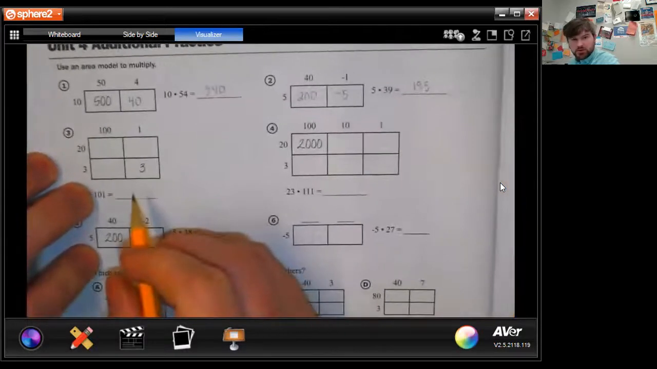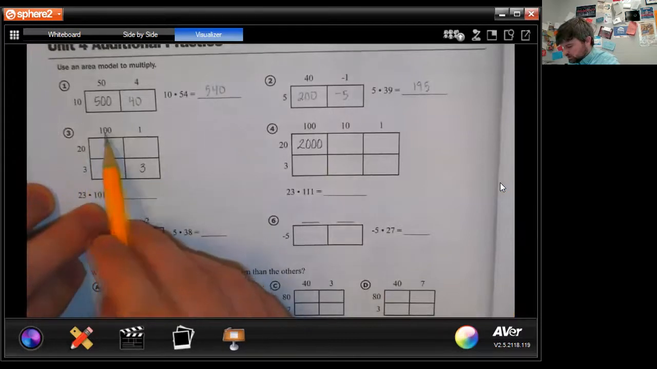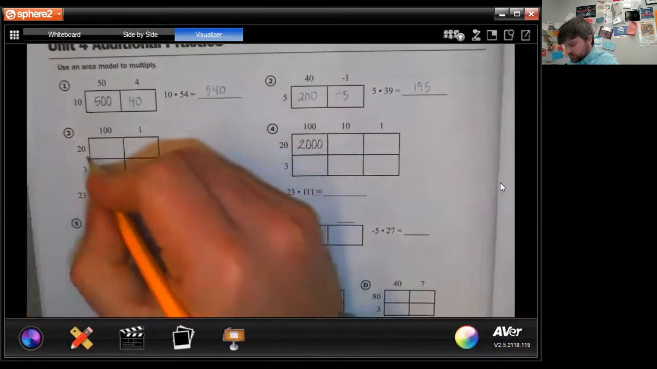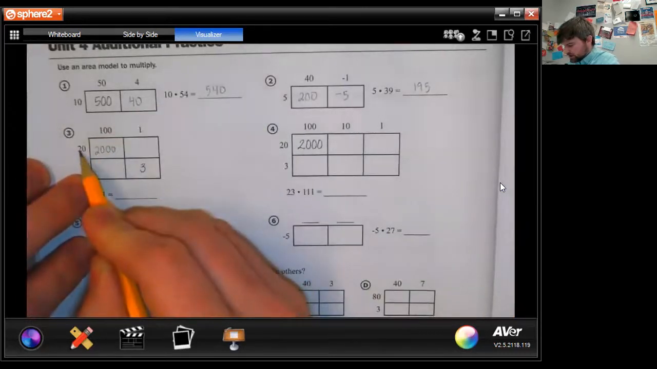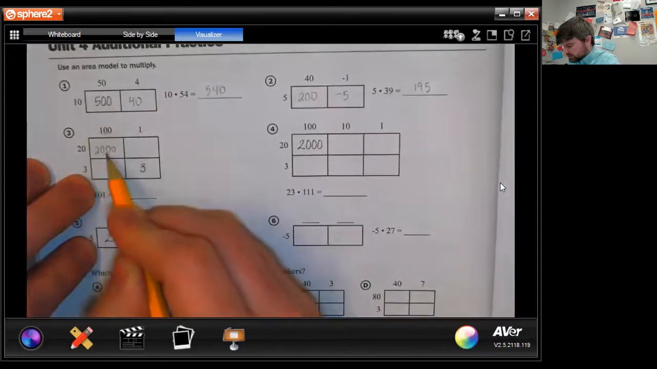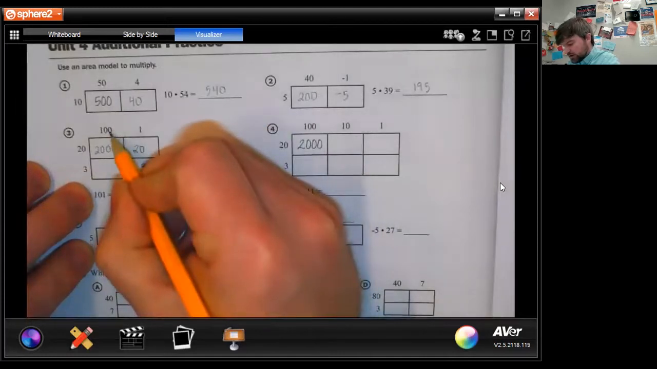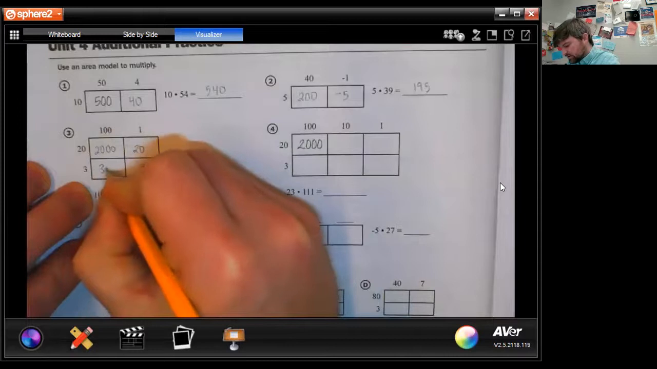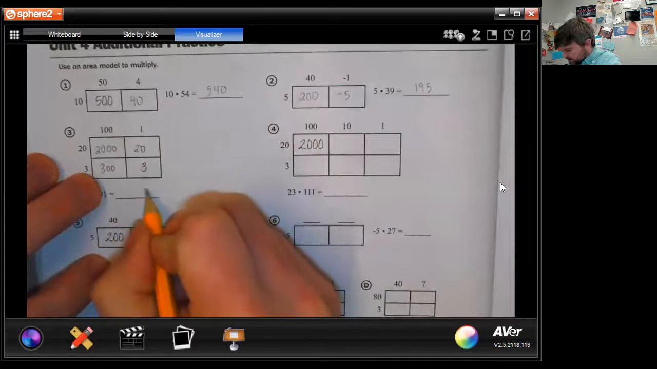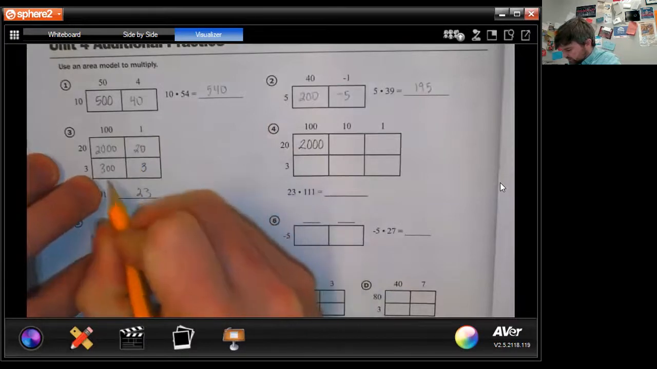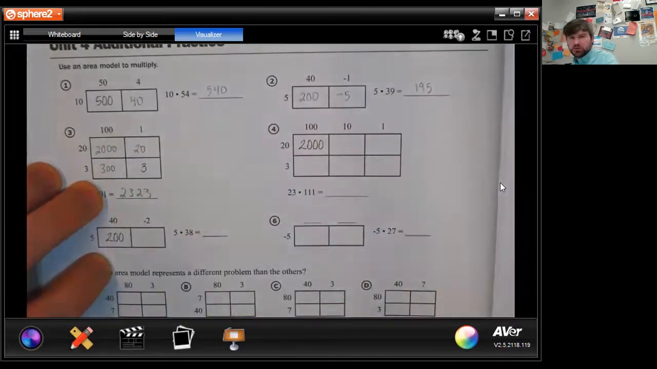Here on number 3, we get a little bit bigger. This is 23, so 20 and 3 times 101. So you have 20 times 100, which is 2,000. Notice I take the 2 times the 1, and I've got 3 zeros here, so 3 zeros there. 20 times 1 is 20. 3 times 100 is 300. And then when we add that up, we have 3 in the 1 spot, a 2 in the 10 spot, a 3 in the 100, and 2 in the 1,000 spot. So you get 2,323.